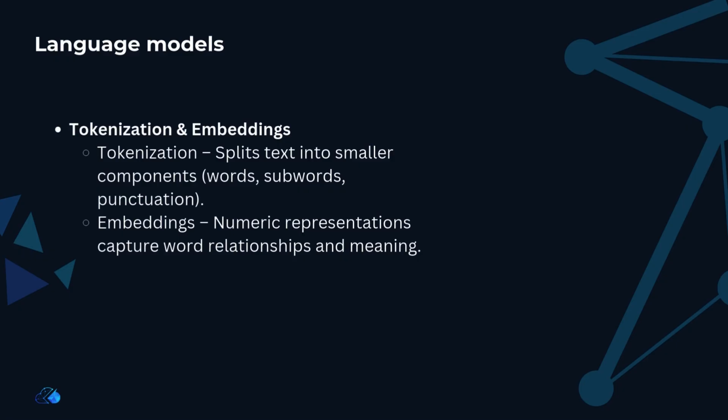Embeddings are multi-dimensional numeric representations of tokens. Instead of treating words as isolated entities, embeddings capture their semantic relationships, how words are related in meaning. For example, the embedding for dog will be closer to puppy than skateboard because the words share a semantic connection.